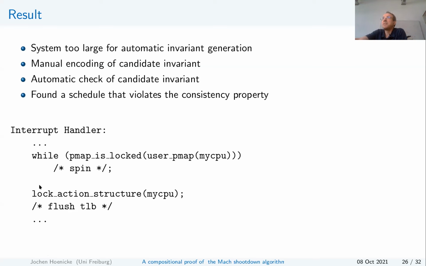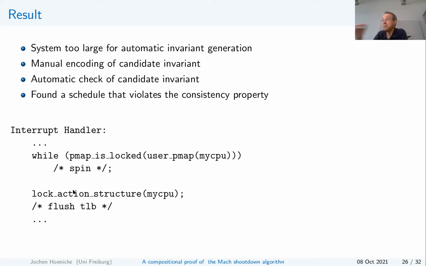And yeah, if you look closely at this, there is a yield point in between these two statements. So it can happen that the interrupt handler sees the PMAP is unlocked and exits the while loop, and in this moment, the other processors lock the PMAP again and change something in the action structure before this action structure is locked. Then the whole consistency is no longer guaranteed. So the problem is basically that there is one yield point here, before the action structure is locked, where the other threads may interfere.